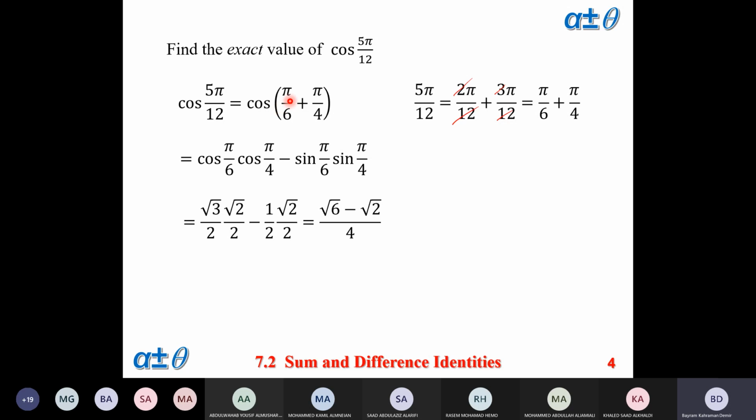Now use the cosine of the sum. So for this formula, we need to subtract, right? Cosine of pi over 6, cosine of pi over 4, minus, right? This is positive here, so this should be minus. This is the cosine formula. And then sine of pi over 6, sine of pi over 4. Well, since we are supposed to know these values, careful calculations will give you root 6 minus root 2 over 4, everybody. All right, that is the cosine of 5 pi over 12.